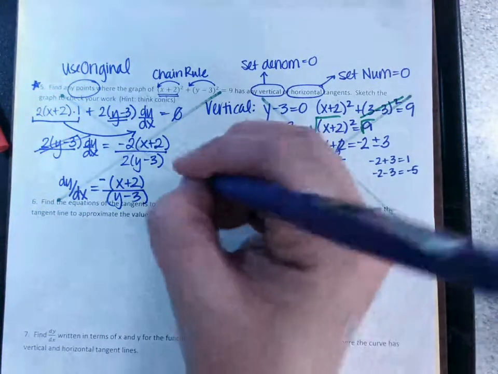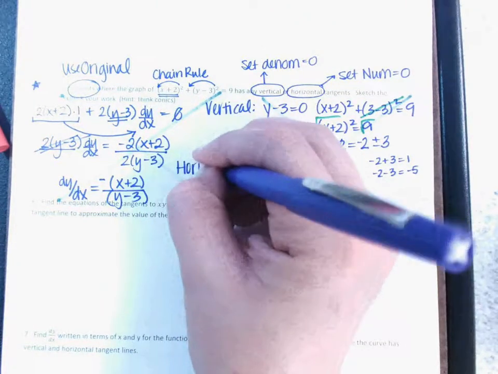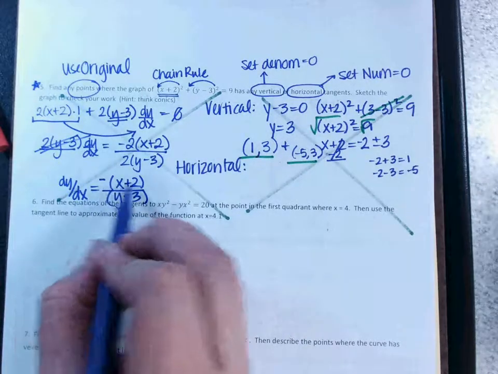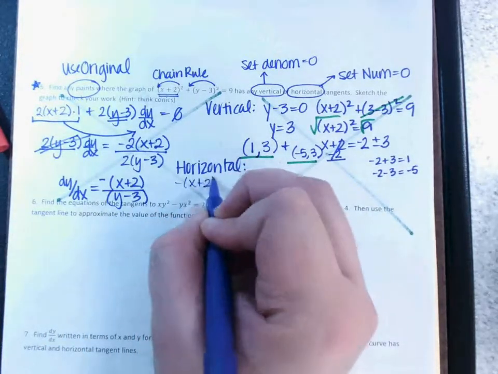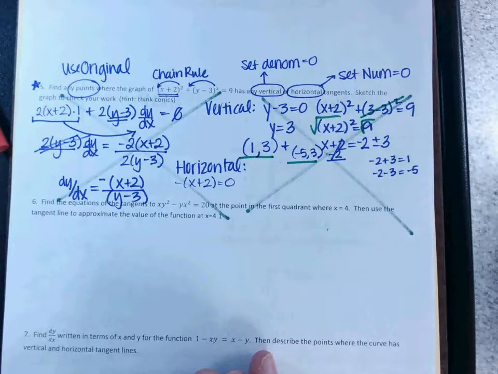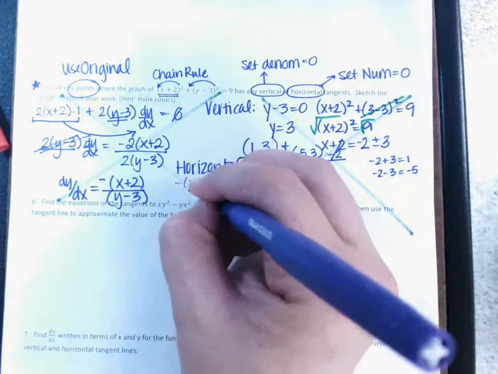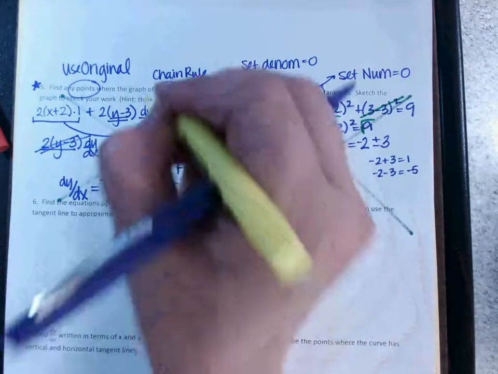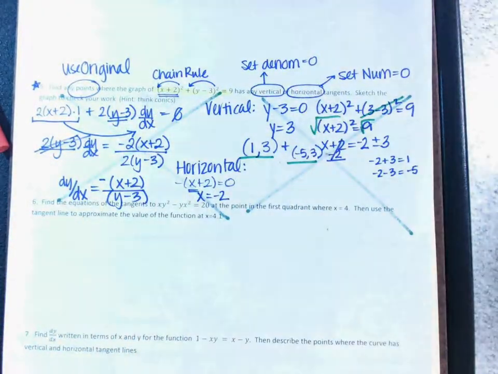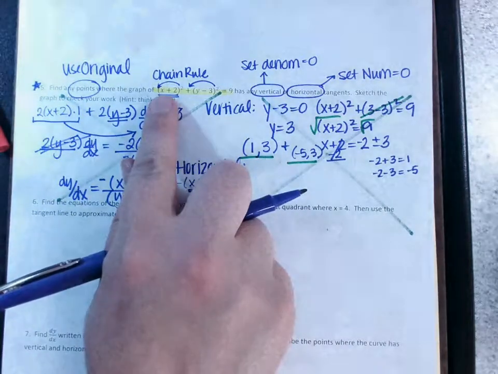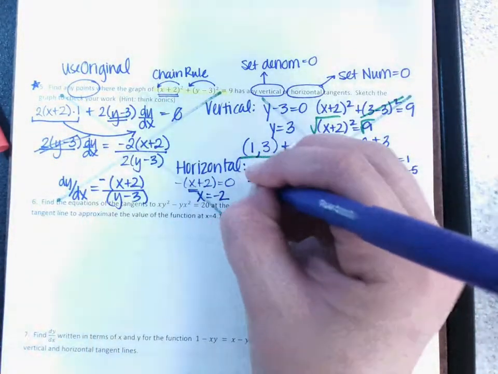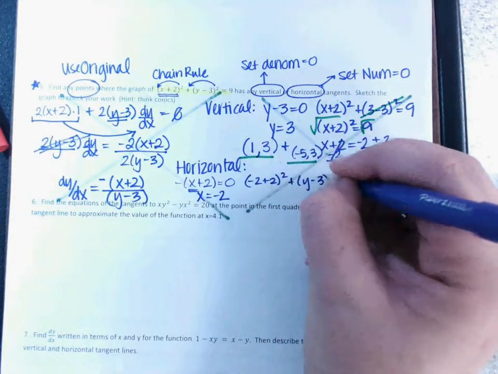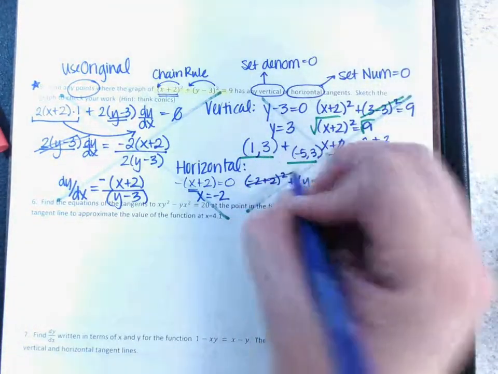Okay, second part, we need our horizontal tangents. So remember, for horizontal, I'm setting the top equal to 0. Negative x plus 2 equals 0. This is already factored for me, so x is negative 2. Then I would have to go back to my original and plug that in. A very similar thing is going to happen this time that happened last time. Negative 2 plus 2 in here is going to be 0. (y minus 3) squared equals 9, so that cancels out.